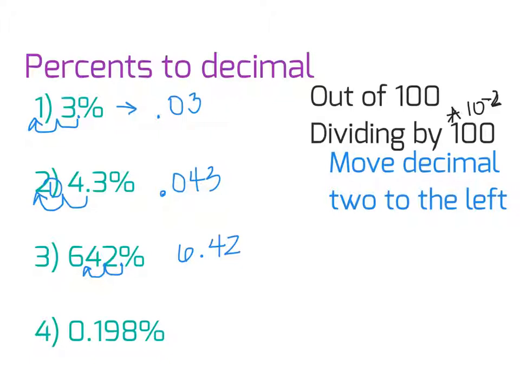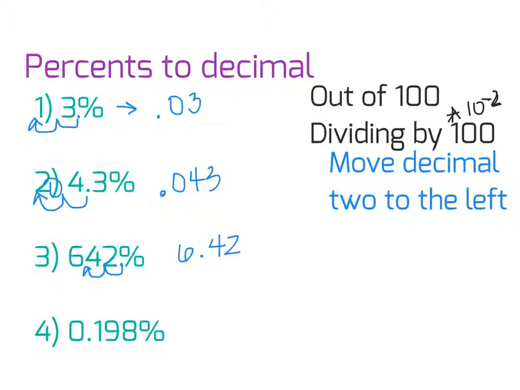The reason that you still have this whole number here is that this percentage is over 100, which means you have more than one whole, because 100% represents having one whole of something. So if we have 642%, then we have 6 wholes or complete things, and then 42%, or 42 hundredths.